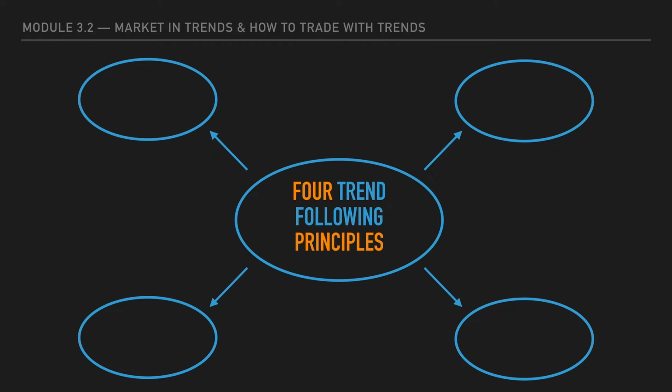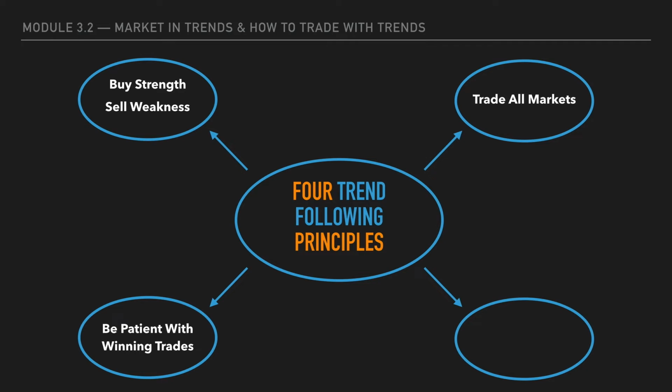Alright, now I'm going to review the 4 biggest secrets in trend following. I call them the 4 trend following principles. These are the principles that the professional trend followers adopted in their system. So what are these 4 secrets? First, they buy strength and sell weakness. Second, they trade all markets. Third, they are patient with their winning trades and incredibly impatient with their losers.